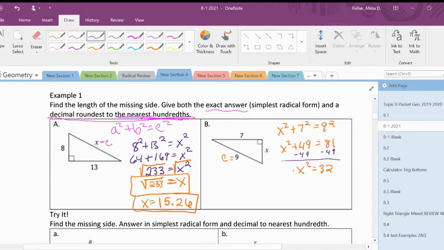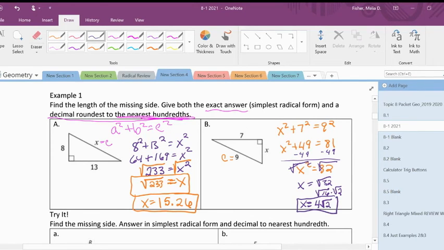Take the square root of both sides of the equation, and that leaves you with x equals the square root of 32. Now the square root of 32 actually breaks down into the square root of 16 times the square root of 2. And when we take the square root of 16, we get 4. And the square root of 2 is already simplified. So our exact answer is x equals 4 square root of 2.